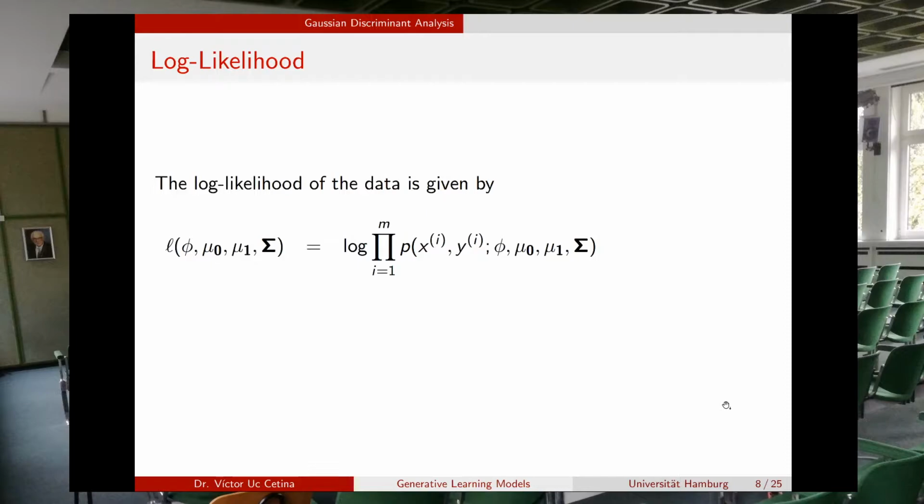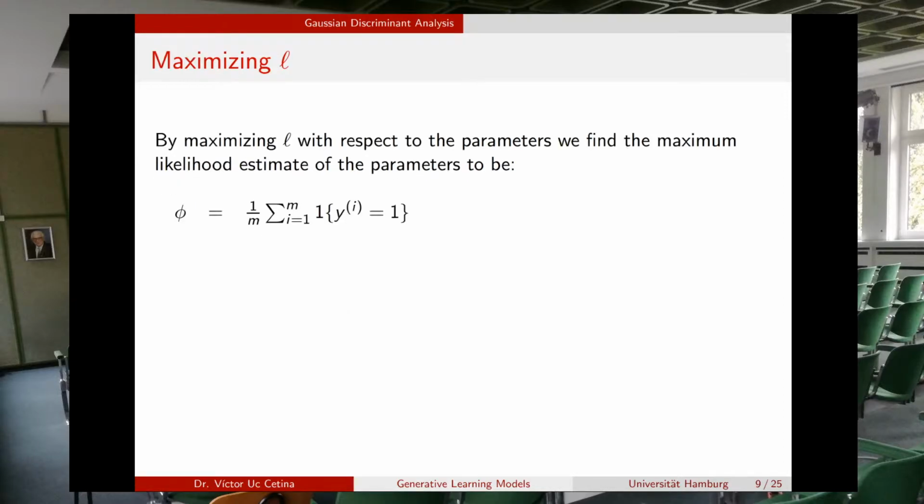Okay, so we need to estimate the values of phi, mu0, mu1, and sigma, the covariance matrix, and we do that using maximum likelihood. As we have seen before, it is better to maximize the logarithm of the likelihood, and we need to do the same here. So when you maximize this probability distribution of this likelihood, what we get in the end is these formulas.